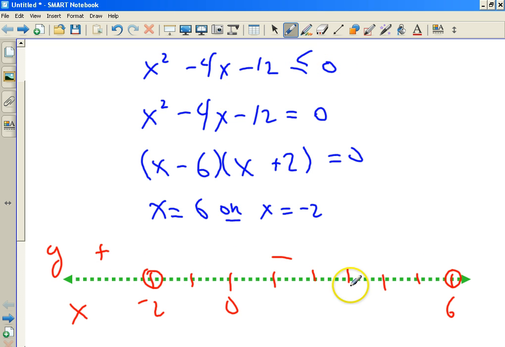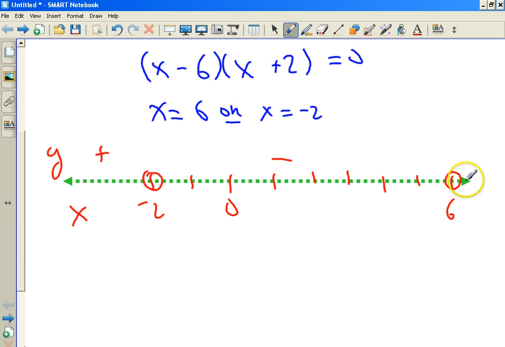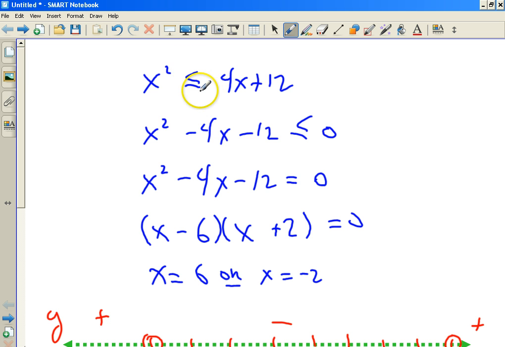We want these. We don't want those. But wait, what else do you test? The other side. All the values out here, right? So pick something. 7. All right, well, make it easy. 7. What? 7 minus 6? 1. 7 plus 2? 9. 1. A positive 1 times a positive 9? Positive. All right. So how do you state the answer? When is this true? Or when is this less than or equal to 0? Only when it's between negative 2 and 6.